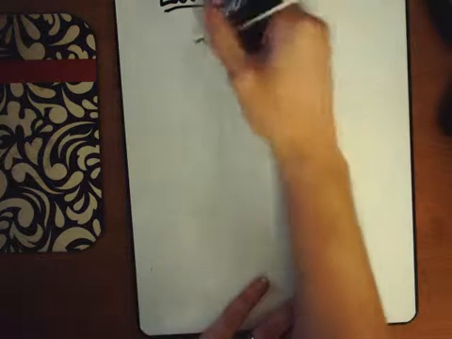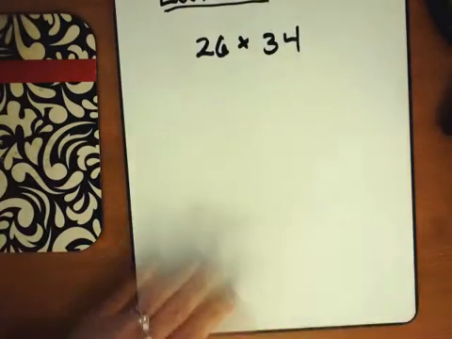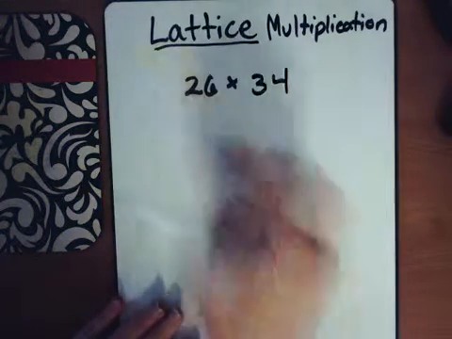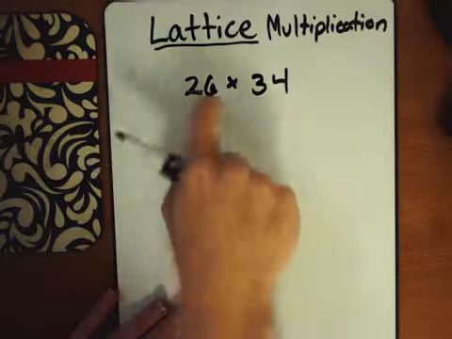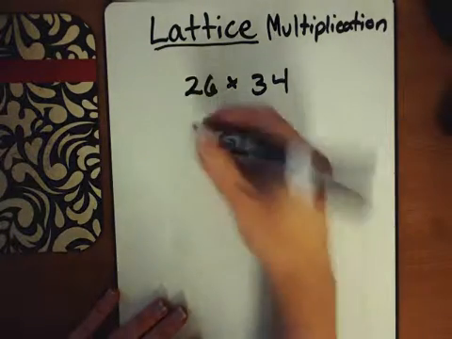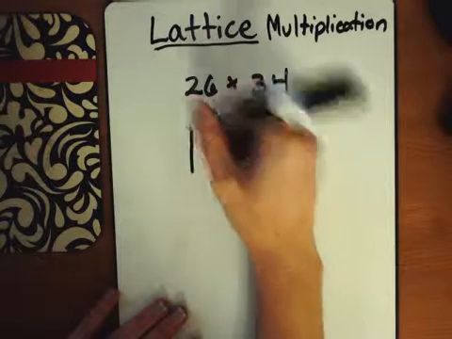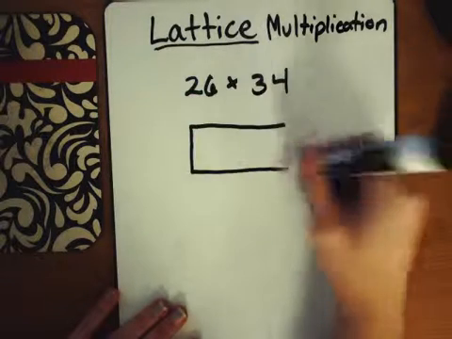Alrighty, so let's do the same thing with 26 times 34. So as I look here with 26 times 34, I know I'm going to have a box of 2 long and 2 deep as well. So that tells me I've got 4 digits I'm multiplying, 4 boxes will be needed there.